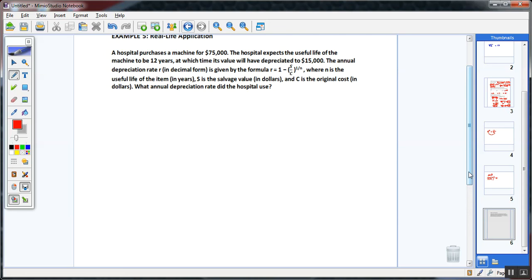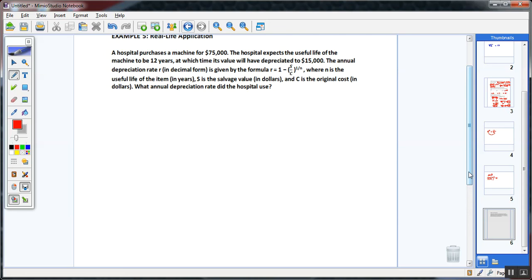$15,000. Okay, it says the annual depreciation rate R in decimal form is given by the formula R equals 1 minus (S divided by C) to the 1 divided by n power, where n is the useful life of the item. How many useful life years were there again? 12. Okay, and C is the original cost in dollars. Okay, S is going to be the salvage value in dollars.